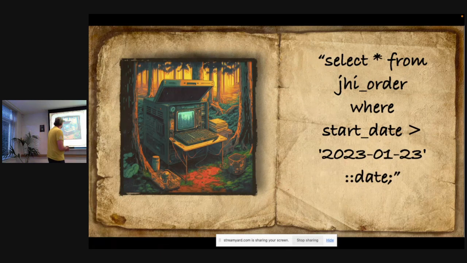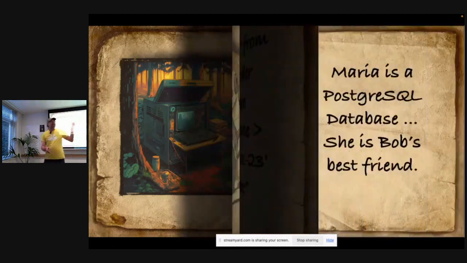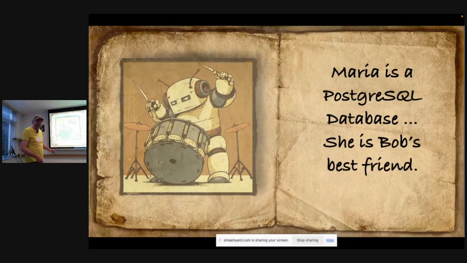And the first person you want to meet is the database. The database, they're working together for 13 years. She is Bob's best friend. You can ask her anything. And he arrives, and she's doing some complicated select stuff, select from GS order, and Bob says, Maria, can I interrupt you? Maria is a Postgres database. Her parents had a lot of humor. She's Bob's best friend. And she says, of course, Bob, we are best friends.